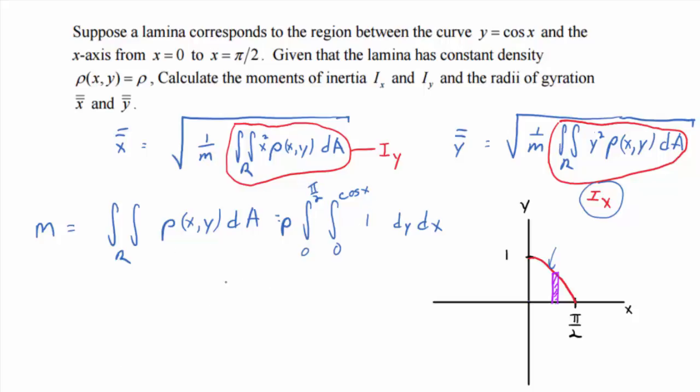Anyway, this isn't too hard to integrate. Let's evaluate the inner integral first. We get rho times the integral from 0 to pi halves. We integrate 1 with respect to y, and we get y evaluated from 0 to cosine of x, dx. And then if you apply the fundamental theorem, that gives you just cosine of x for your integrand.